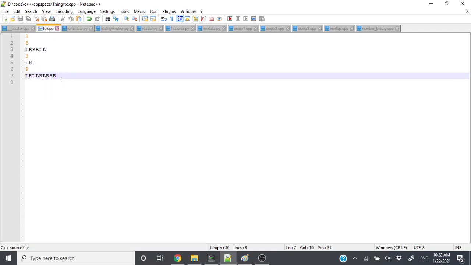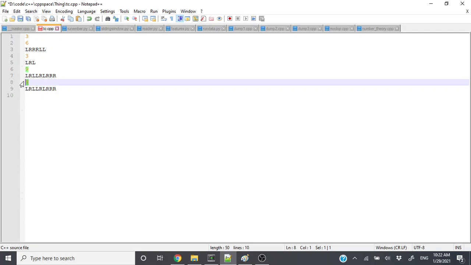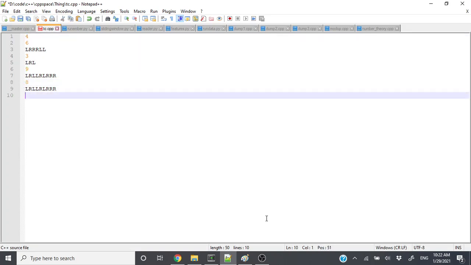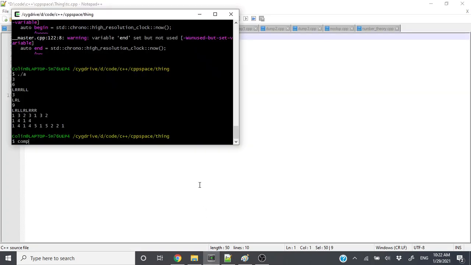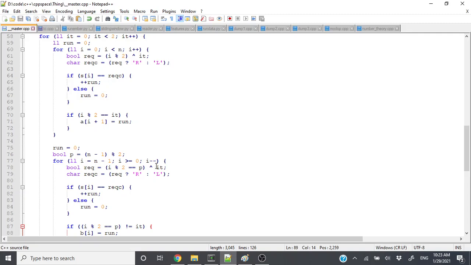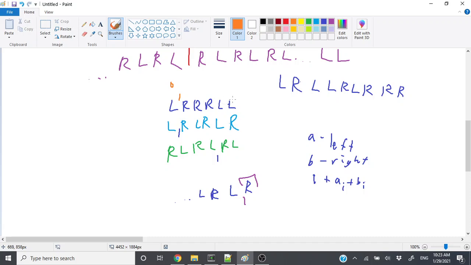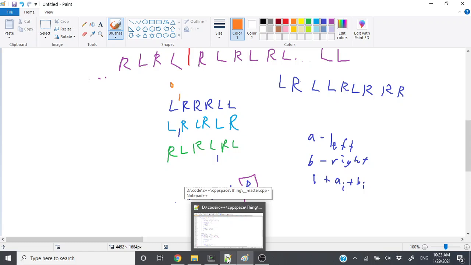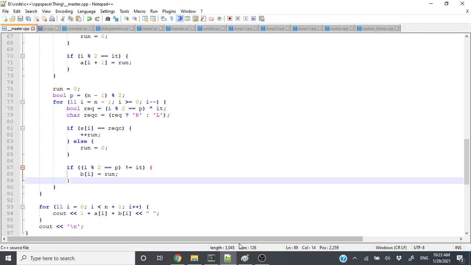Let me just take the same case but make it 8 instead to make sure it still works. And indeed it does. And so when we're here, we want the parity to either be equal to the last one, or it be flipped, and it not be flipped. And then that gives us R. And otherwise, if either one of those is true, then we get L.